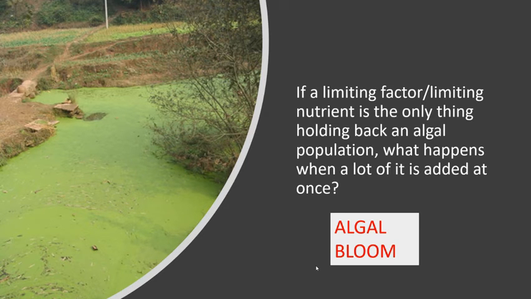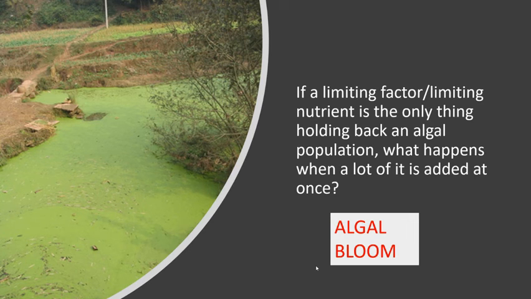So let's say you've got this stream or lake that's next to an agricultural field, and the only thing that's holding back algae from growing is a limiting factor, right? A nutrient like nitrogen or potassium. So what happens when it's added all at once? You get an algal bloom. And of course, this is a problem because if there is anything trying to live underneath this algae, then what limiting factor is being blocked by all this algal growth? Yeah, it's the sunlight, right? So other plants that are down there may not be able to grow.